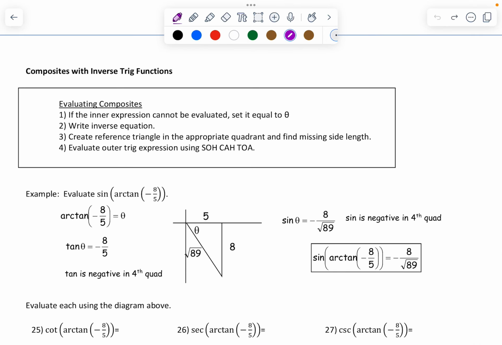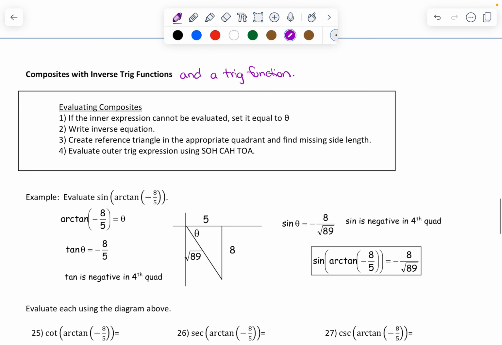All right, so this is for Unit 13, which is inverse trig. And this topic is composites with inverse trig functions. We want to add a trig function. So it's going to be a composition of one inverse trig function and a trig function. Because we have two different types of functions for a composite, there could be two scenarios.